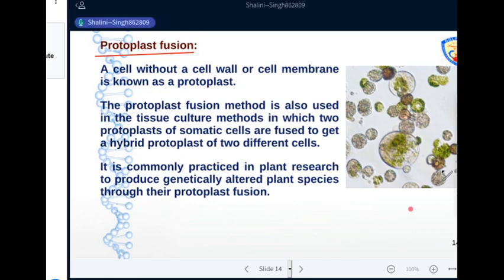It is used to fuse two somatic cells. Such hybrids are also known as somatic hybrids. Such somatic hybrids can be produced in species where normal hybridization is not easy to achieve.